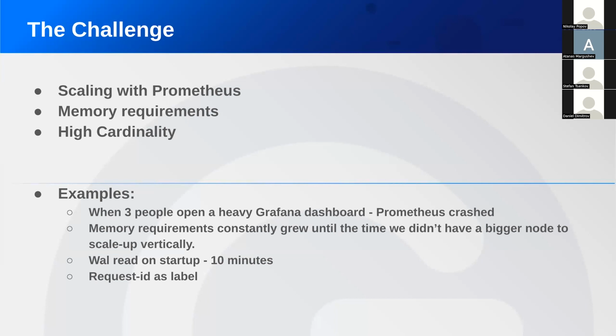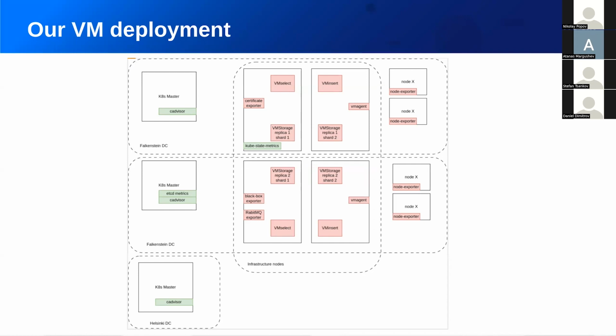But there are other cases as well where, for example, we accidentally added a request ID on an ingress system as a label, and so you can imagine every request that hit the system would create a new data series, which quickly crashes the system, and it's not very easy to get out of that situation.